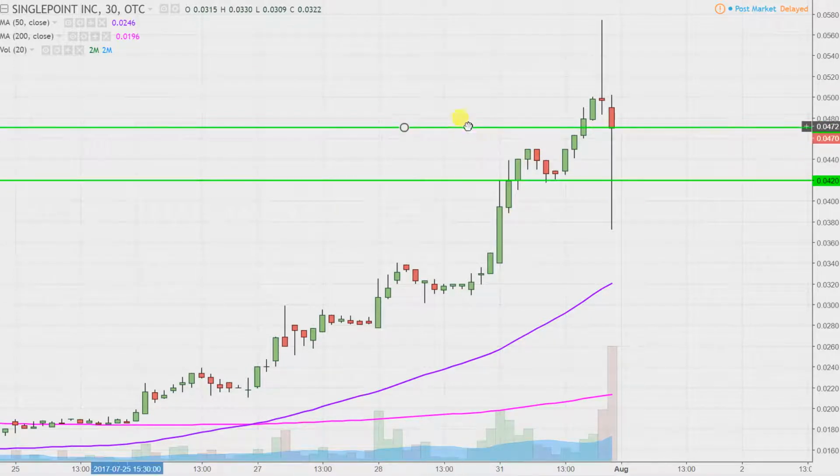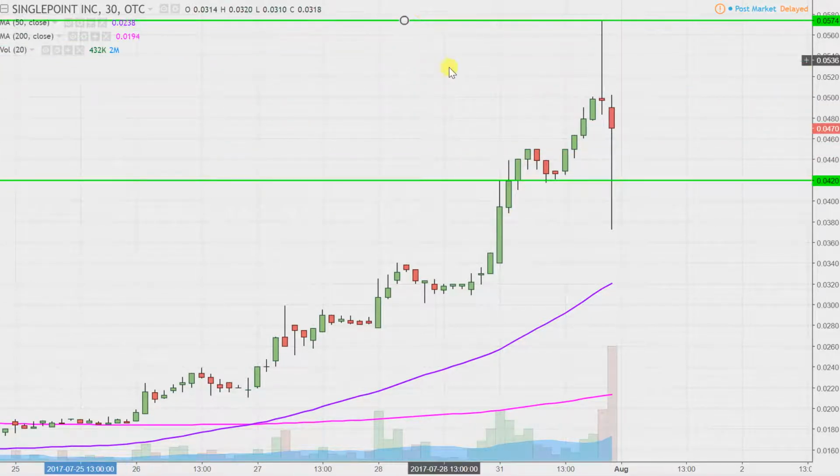0.042. So let me get that line out of there. We'll talk about that in a second. But 0.042, like I said, ideal level. Now, if the price falls below it, am I saying the entire chart's ruined? I'm not saying that at all. But if the price can stay above there, that would certainly be the biggest sign of strength going forward.